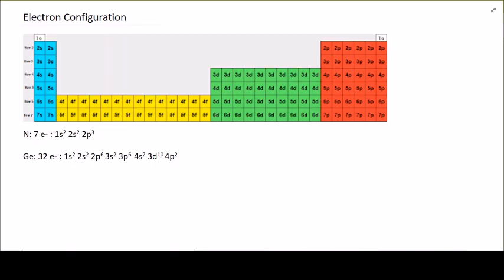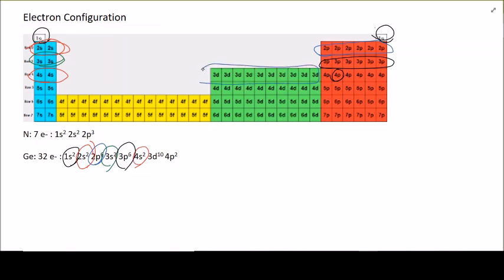How do we use our periodic table to help us get our electron configuration? So germanium is located right here. The 1s2 corresponds to hydrogen and helium. 2s2 corresponds to these two. In 2p6, we have 1, 2, 3, 4, 5, 6 in the 2p orbital. The 3s2 corresponds to these two. 3p6, 4s2, 3d10, and 1, 2 in the 4p.